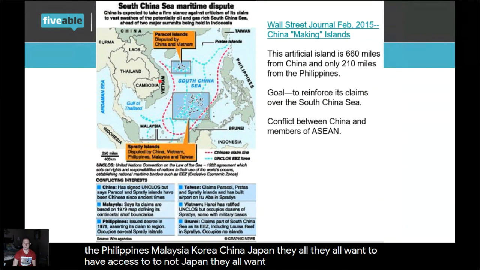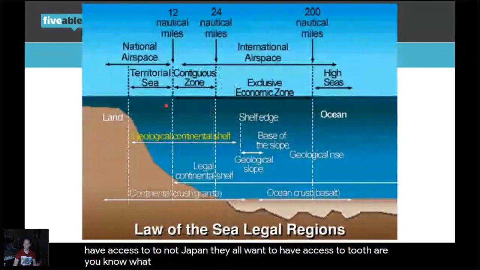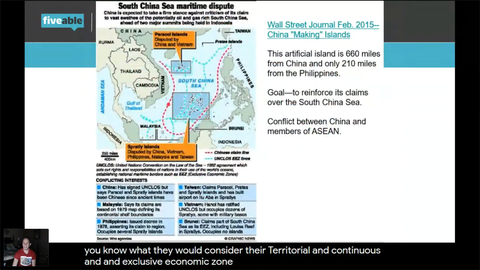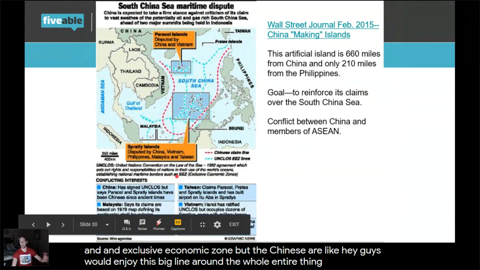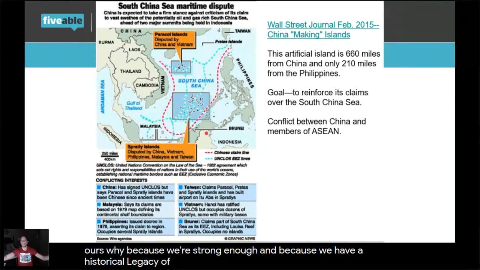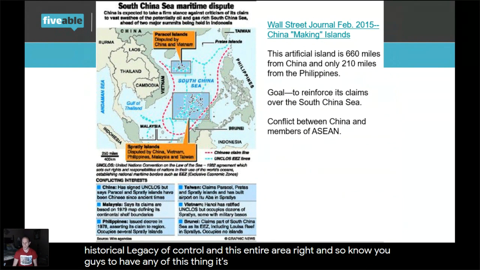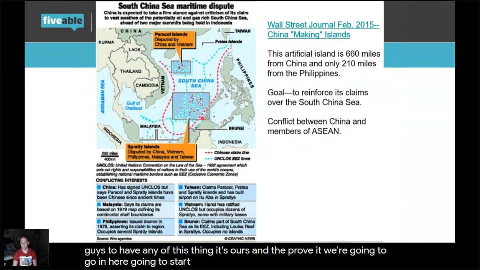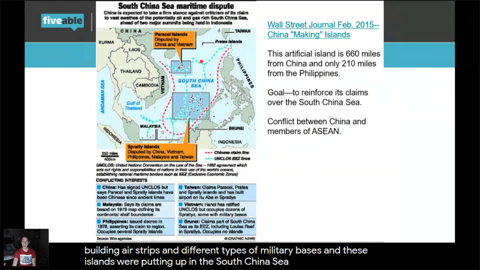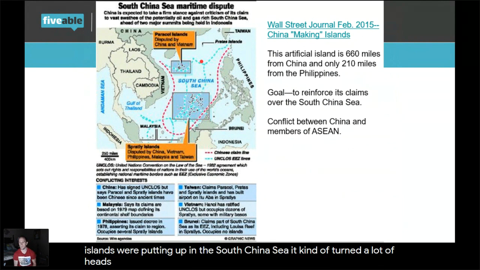They all want to have access to what they would consider their territorial and contiguous and exclusive economic zone. But the Chinese are like, hey guys, we're gonna draw this big line around the whole entire thing and say it's all ours. Why? Because we're strong enough and because we have a historical legacy of controlling this entire area, right? And so none of you guys can have any of this land. It's ours. And to prove it, we're going to start building islands, and building airstrips and different types of military bases on these islands we're putting up in the South China Sea. And it kind of turned a lot of heads towards the end of the Obama presidency.